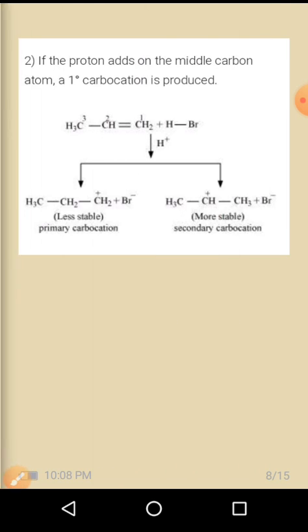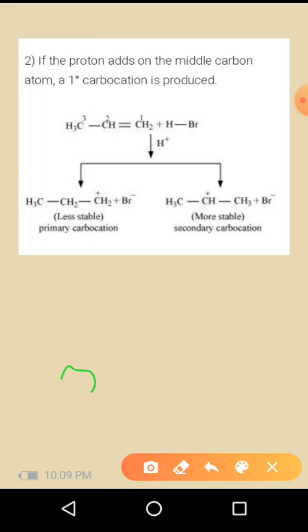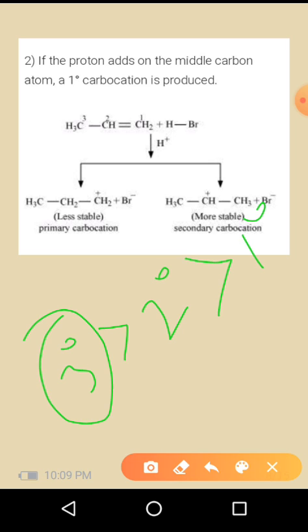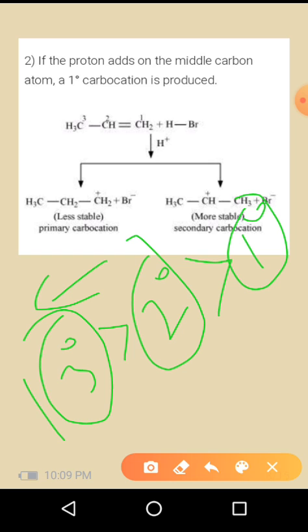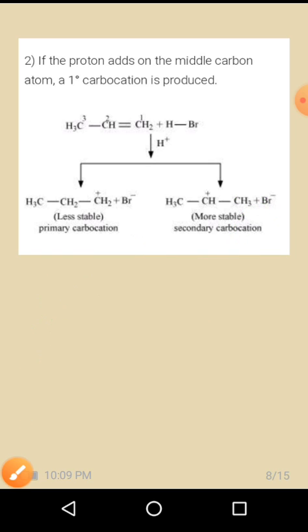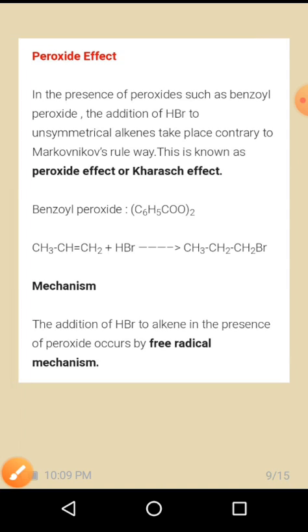So if the proton adds to a middle carbon atom, that primary carbocation is formed. Here tertiary carbocation is more stable than secondary, that is more stable than primary. Tertiary means it will not contain any hydrogen, secondary means it contains one hydrogen, primary means it contains 2 replaceable hydrogen atoms. Lesser the hydrogen atoms, more stable is the product formed, and that one becomes a major product according to Markovnikov rule.